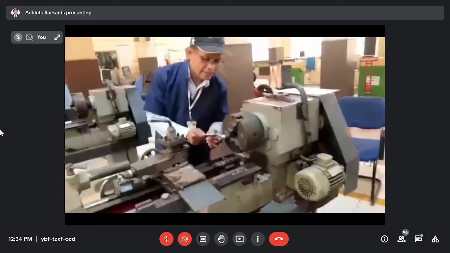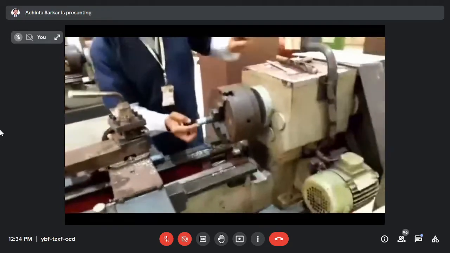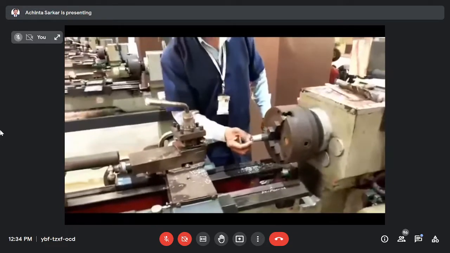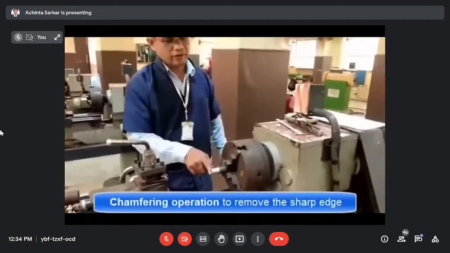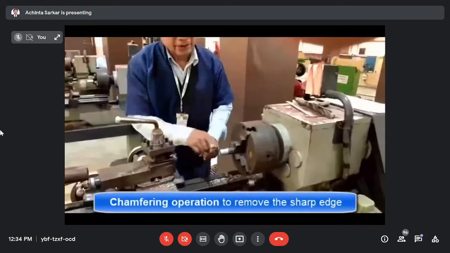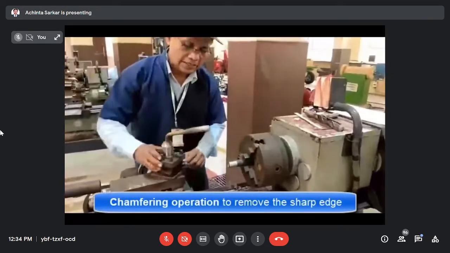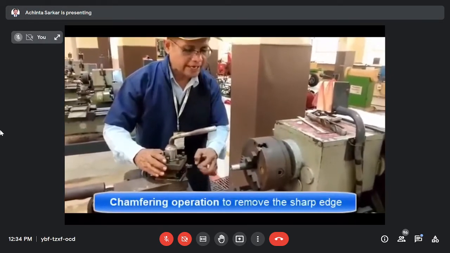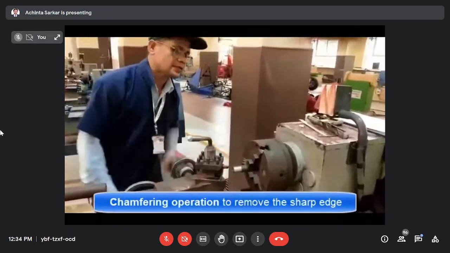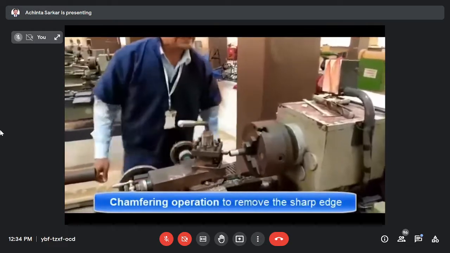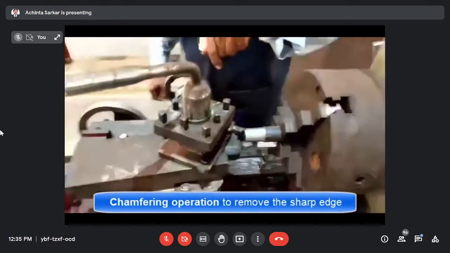Now watch this measuring video. Now the diameter is 19. Okay. And here we are creating a corner. If you want to remove the corner, that is done with the help of a chamfering operation, meaning 2 by 45 degree. So see here, in the chamfering operation, you just remove the edge of the workpiece and you have to set the tool post at this angle, and with the help of this edge you can reduce the edge of the workpiece.